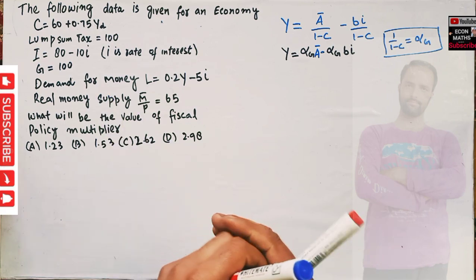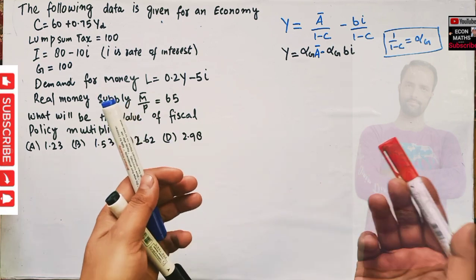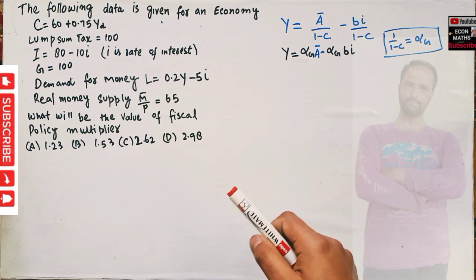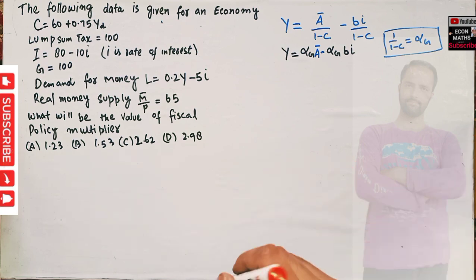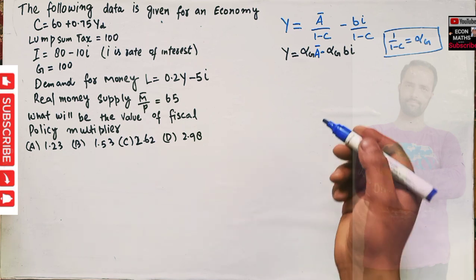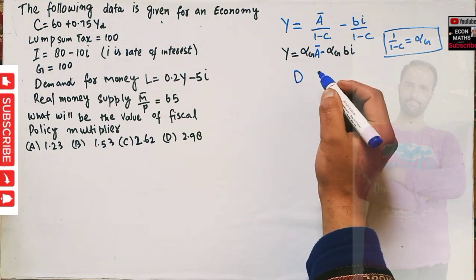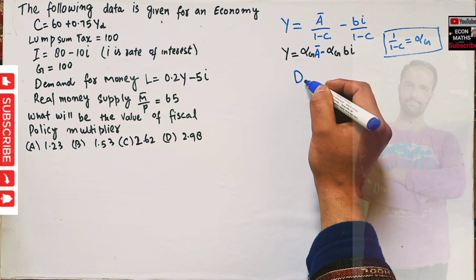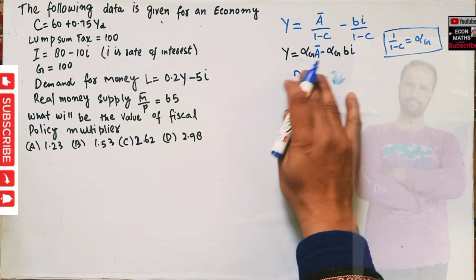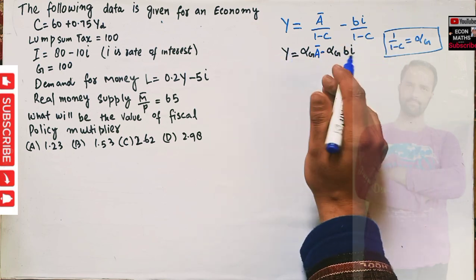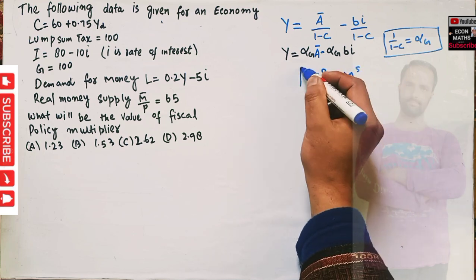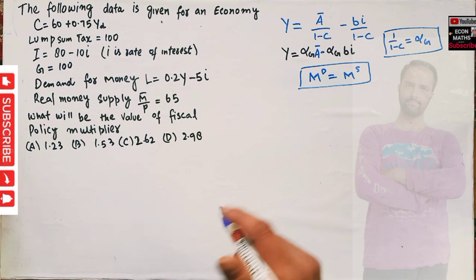And how do we derive the LM equation? I will not show in length how to derive it, as I have explained it in an earlier video, and I will put the link in the description box. Let me write it. We know that at equilibrium, demand for money should be equal to supply of money. Money demand should be equal to money supply. We know that at equilibrium this condition should hold for the LM curve.